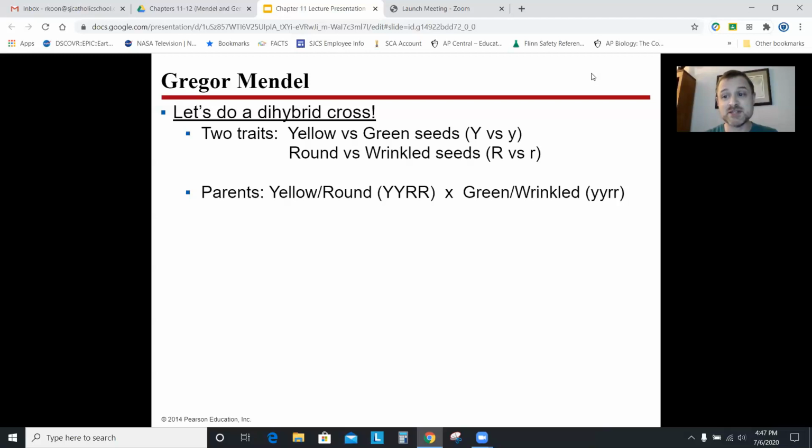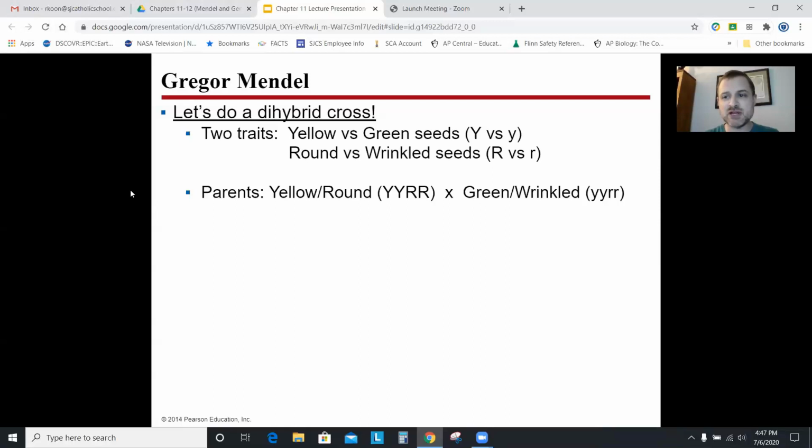So here I have a scenario where I have yellow versus green seeds, and I'm going to use capital Y for that trait. Lowercase y is for green, and then round versus wrinkled seeds. Big R is round, little r is wrinkled. And I'm going to tell you that the parents are yellow and round, and I'm giving you the genotype, and green and wrinkled, and I'm giving you the genotype. What I want ultimately is the ratio of the F2s.